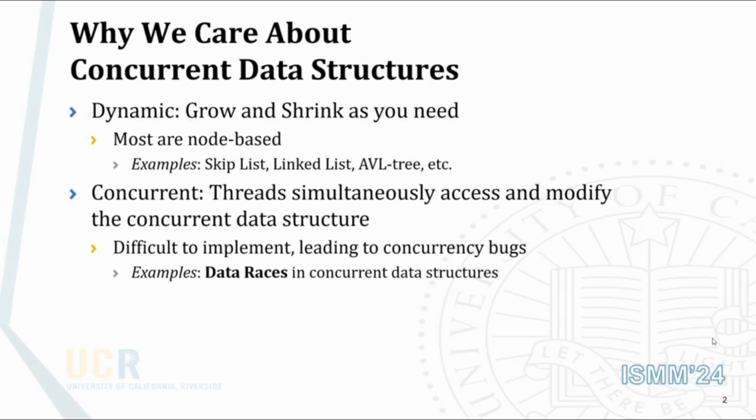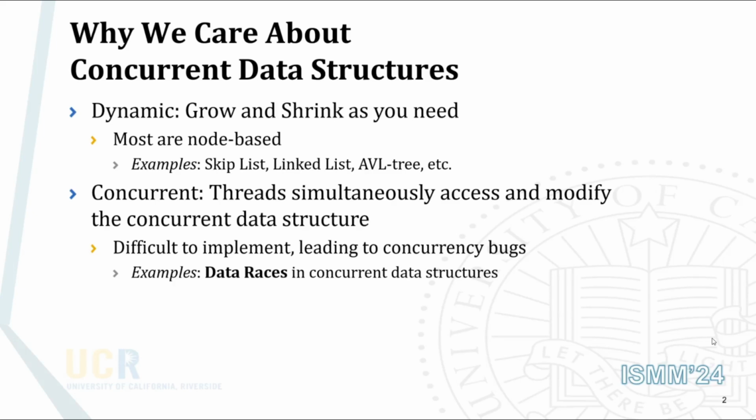Firstly, let's talk about concurrent data structures. Those are data structures that can grow and shrink as needed. Most are node-based. They are used to synchronize states in parallel applications. They can be executed and changed simultaneously. Here are some common ones used in parallel applications: skip list, used to replace a priority queue or a map; linked list, used for concurrent queues; AVL tree, used for maps and sets.